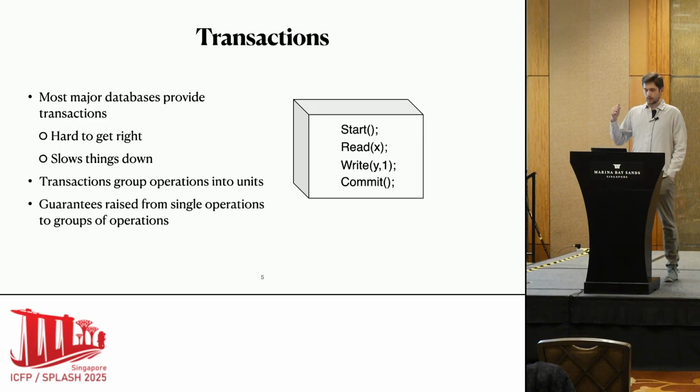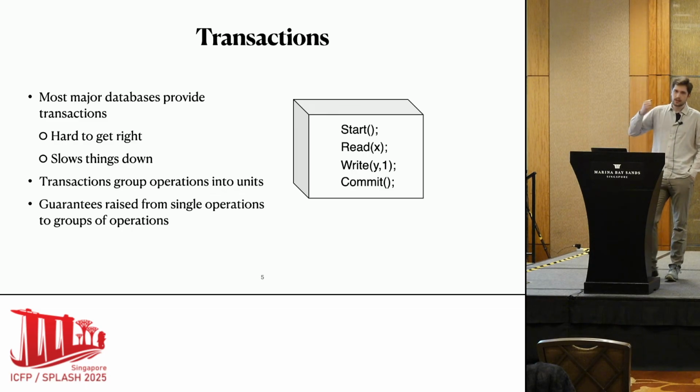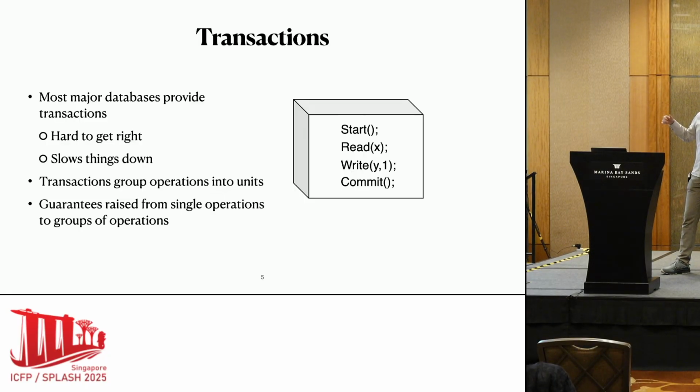Now, what transactions give us, and the reason why we want them, is that instead of having guarantees for the individual operations, we can now have these guarantees at this unit, this grouping level. So we can talk about guarantees for transactions.